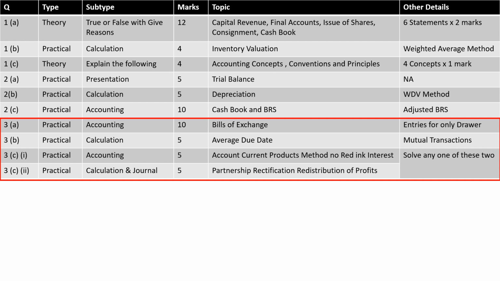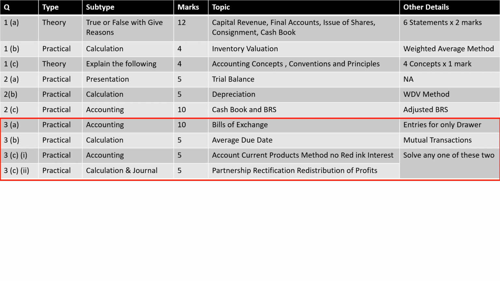And then question number 3C1, it was an accounting question. That means it was involving ledger accounts, no journal entries. It was account current by product method. I hope you remember now. You have studied very well. Account current can be prepared as a simple interest method. It can be prepared as product method. So the question here was a product method. And most important, they had not asked any red ink interest transaction. So it was a simple question without any red ink interest.